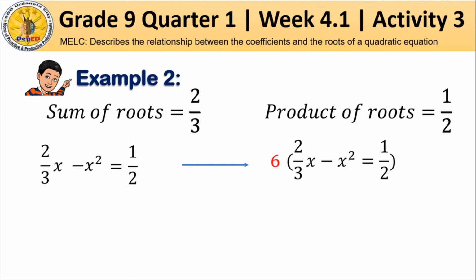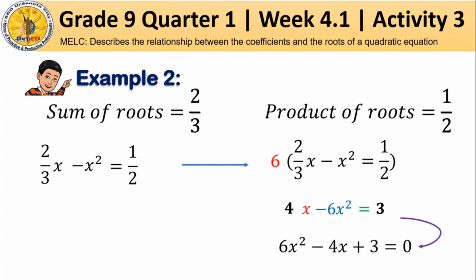By distributive property, 6 times 2/3 x is 12/3 x. 6 times negative x squared is negative 6x squared. 6 times 1/2 is 6/2. By simplifying, 12/3 is equal to 4, and 6/2 is equal to 3. Transforming this equation into its standard form will give us 6x squared minus 4x plus 3 is equal to 0.